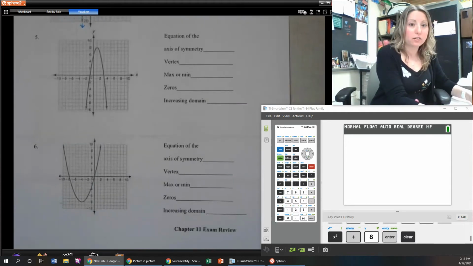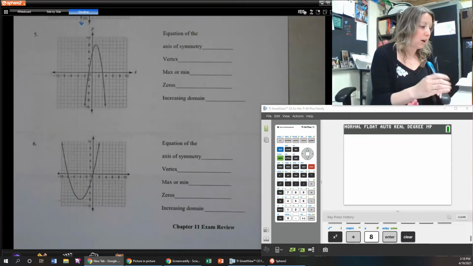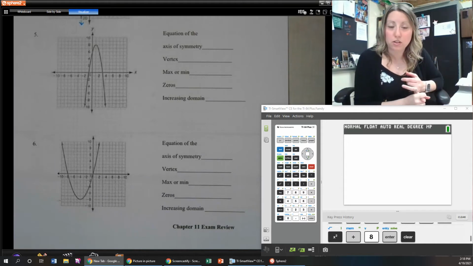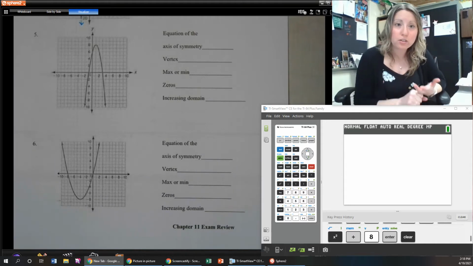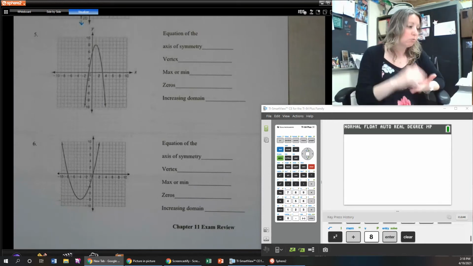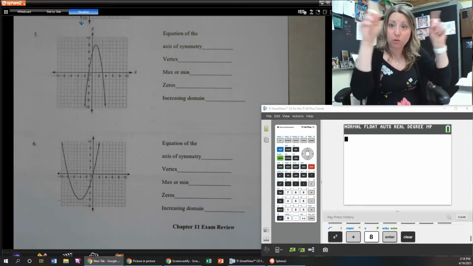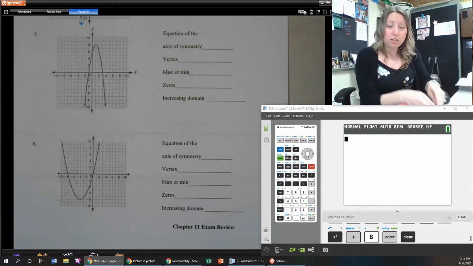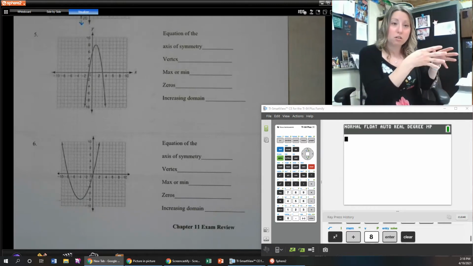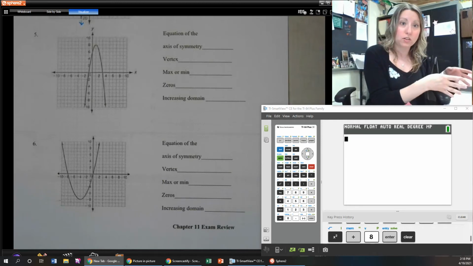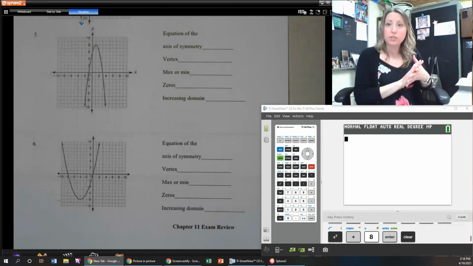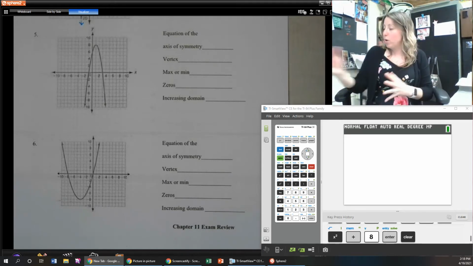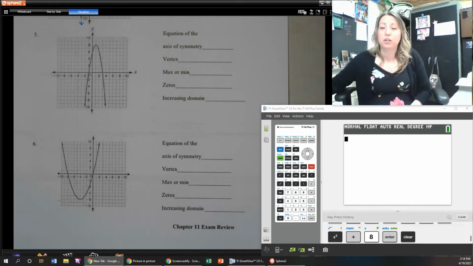All right, so pause it here. Try 5 and 6 with that same information using what I just did. Remember, axis of symmetry is an equation. Remember, vertex is a point. Remember, circle max or min. Roots can be either just the x values in curly braces or each of the points of the graph touching and crossing the x-axis. And the increasing domain is for each of those where your y's are getting bigger. Okay, so what are your x's doing while your y's are getting bigger? And it always has to do with the x value of the axis of symmetry. So we'll pause it here and go ahead and try that.